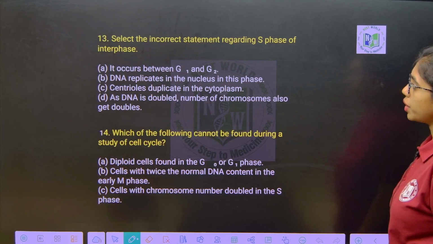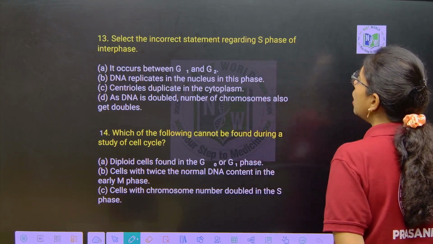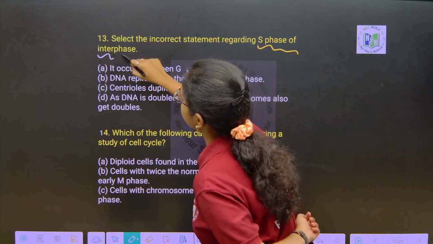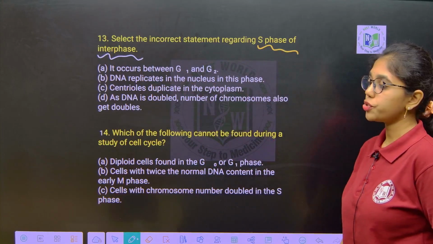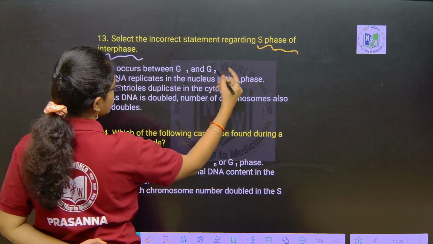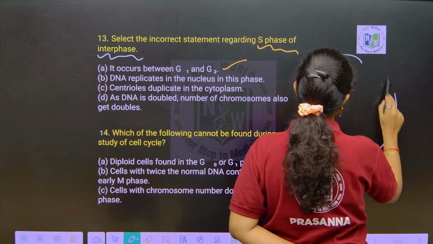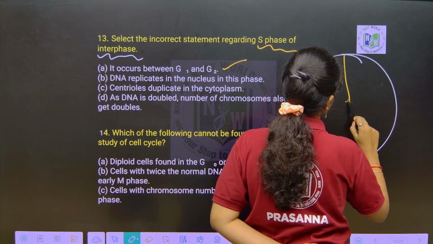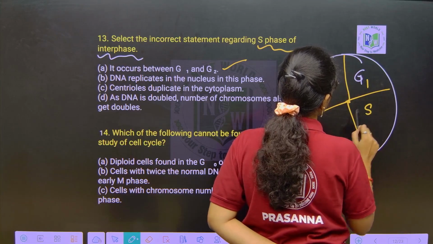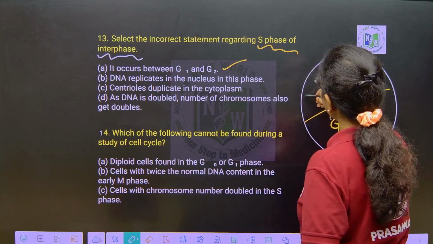Next question: select the incorrect statement regarding S phase of interphase. It occurs between G1 and G2. Yes. If we draw the cell cycle, interphase has 3 subphases, that is G1, S and G2, and then it has the M phase.